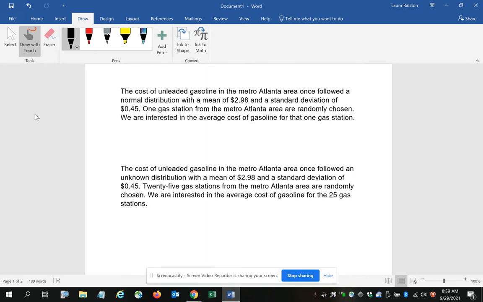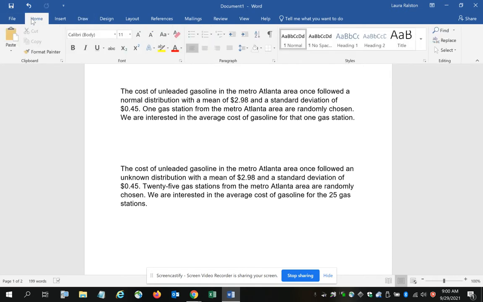So I have two scenarios here on the screen. Let's look at the two of them and look at the differences so that you can learn how to tell the difference. The first one reads: the cost of unleaded gasoline in the metro Atlanta area once followed a normal distribution with a mean of $2.98 and a standard deviation of 45 cents. One gas station from the metro Atlanta area is randomly chosen. We are interested in the average cost of gasoline for that one gas station.